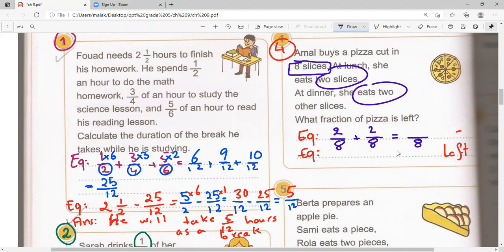Okay, then 2/8 plus 2/8, how much? Only 1 minute. Teacher, we have to write the denominator 8 first. Yes, how much, Zahra? It's 4/8. 4 out of 8. So 2 plus 2 is 4 out of 8.